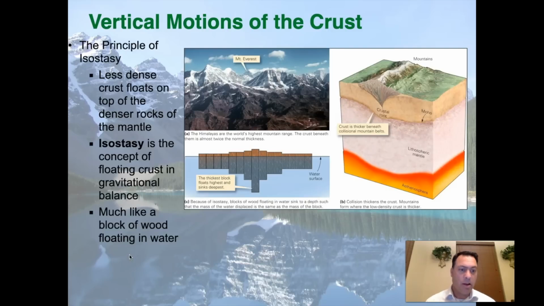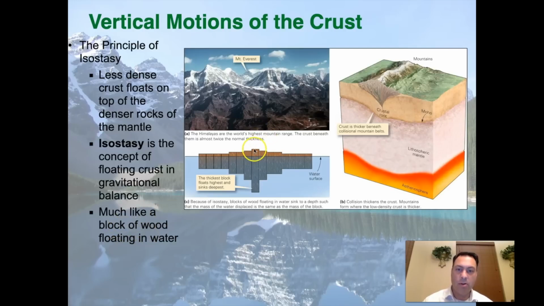Now there is kind of a last topic we want to talk about for how you can get tall mountains. It's the principle of isostasy. So less dense crust, it turns out, floats on top of the denser rocks of the mantle. So you got crust up on top for a reason. It's because of density. Now, isostasy is the concept of floating crust in gravitational balance. So if you have a large amount of crust, it's going to have an effect on what's going on below it and around it. So it's going to imprint itself, much like a block of wood floating in water.